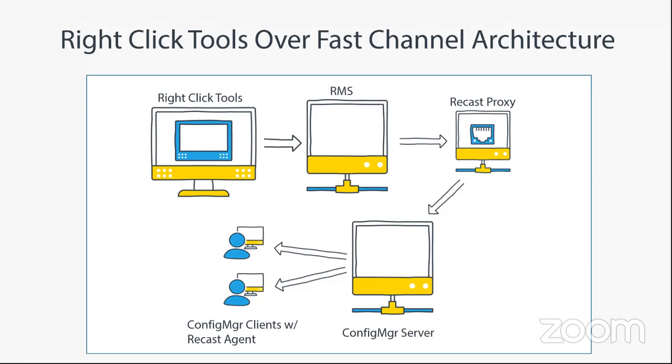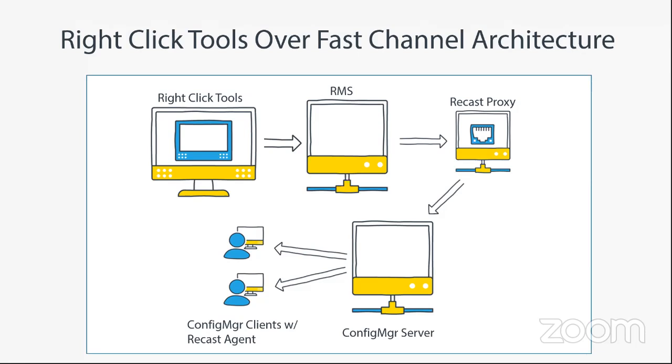And the Config Manager scope basically queries Config Manager for all devices that are compatible with the features of the fast channel that we're using, right? We use the run scripts feature inside of the fast channel. So we look for devices with, I think, the config client 1706 or later, and we're also looking for devices that have a relatively recent Recast Agent installed on them. And the reason we need that Recast Agent is because we're relying on a WMI provider component that's installed on those.